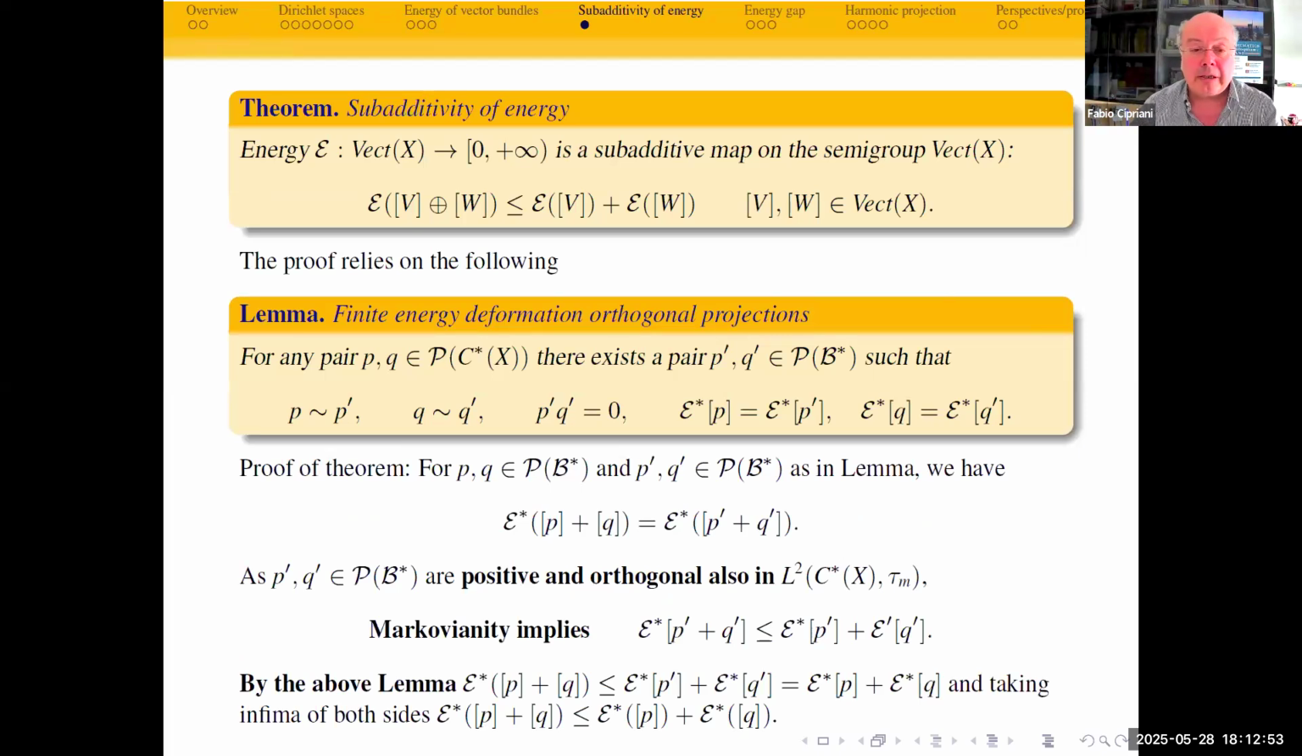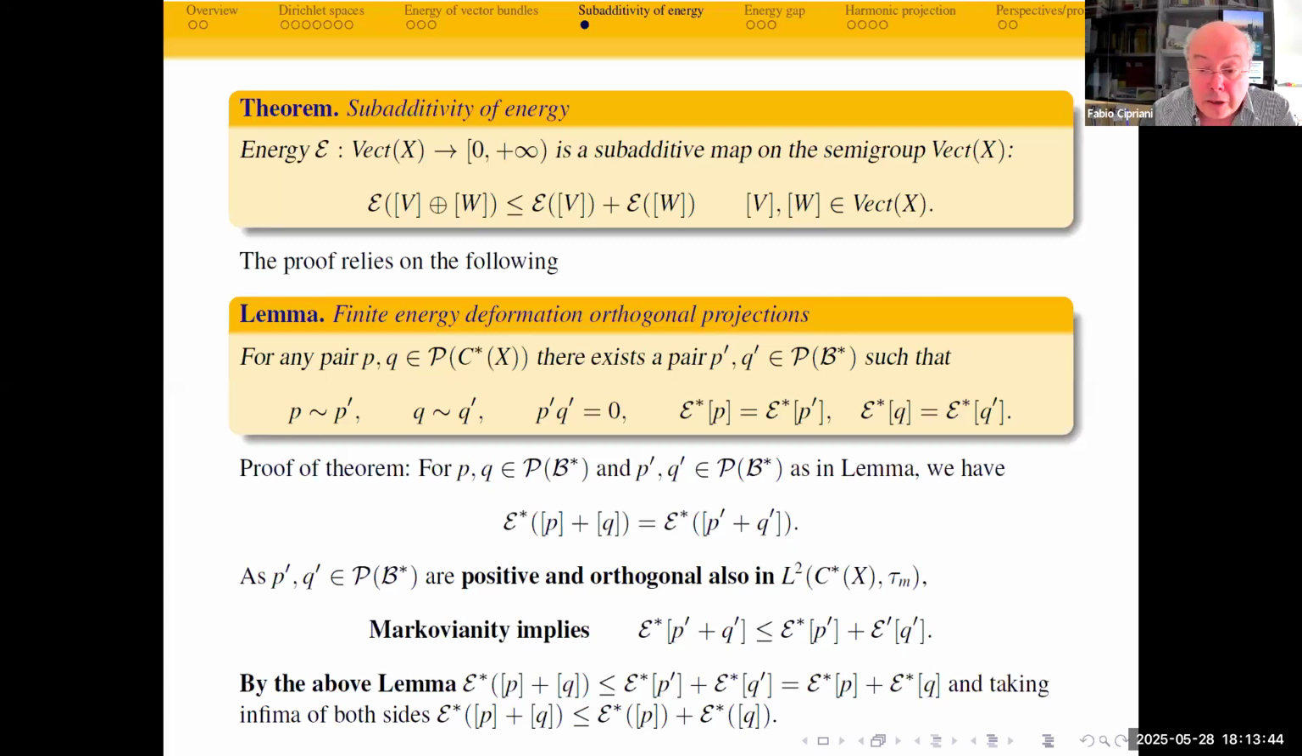And in fact, the first property I want to show you is the fact that this energy functional is subadditive on the semigroup of vector bundles, or isomorphism classes of vector bundles, in the sense that the energy of a sum is in general not greater than the sum of the energies of the two summands, V and W. As you noticed, it can be that even if W is trivial, this sum can be trivial, and so on the left-hand side we can have 0. But this is always true.